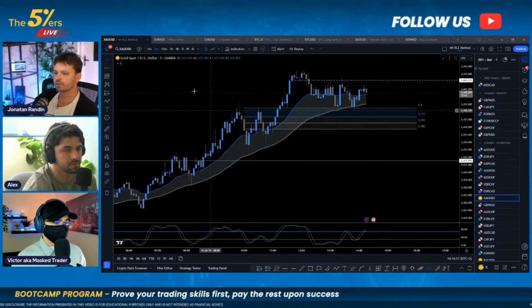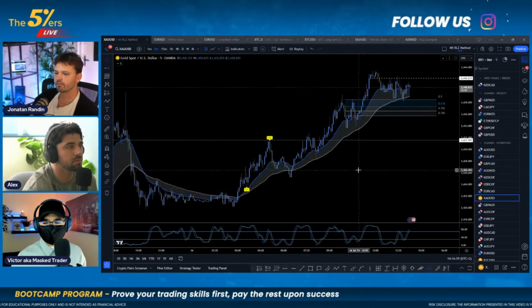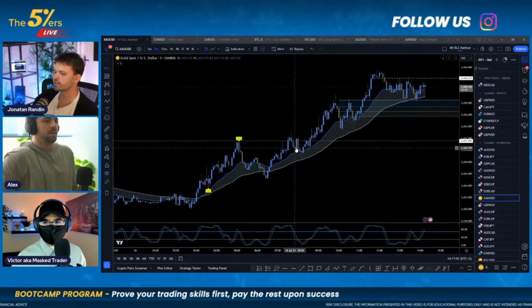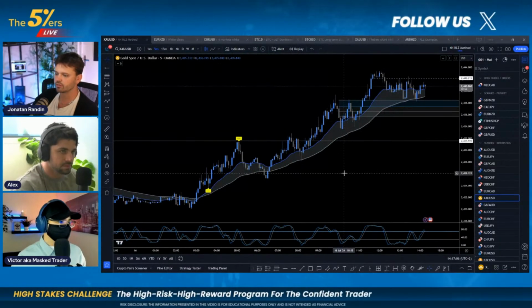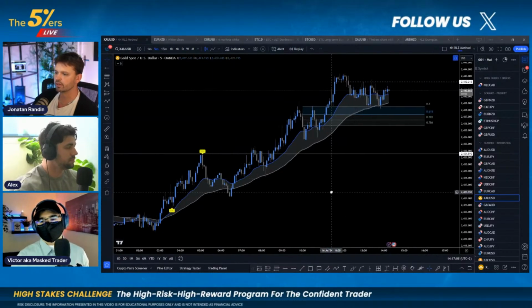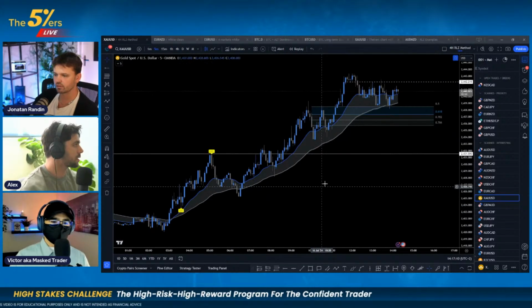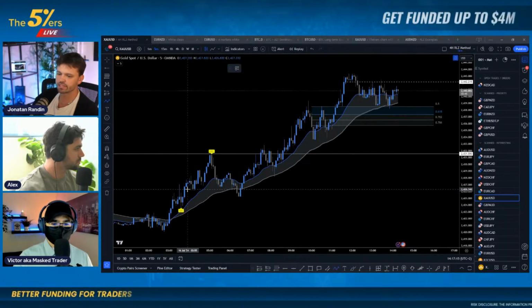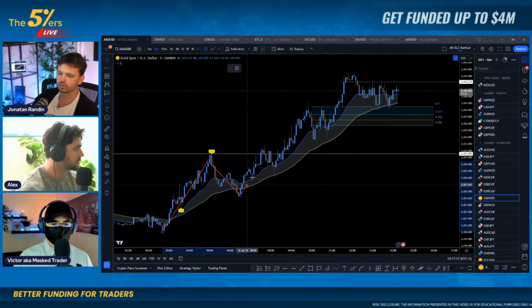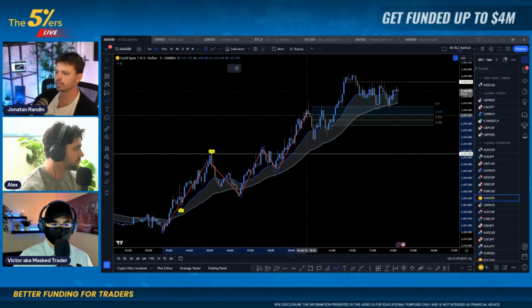I'll go into the 5-minute here. You can see that we have a nice trend. You have the blue line, and the gray line is the 20 and the 50 EMA right here, and we have a nice trend. And basically, this is the trend that I'm looking at.